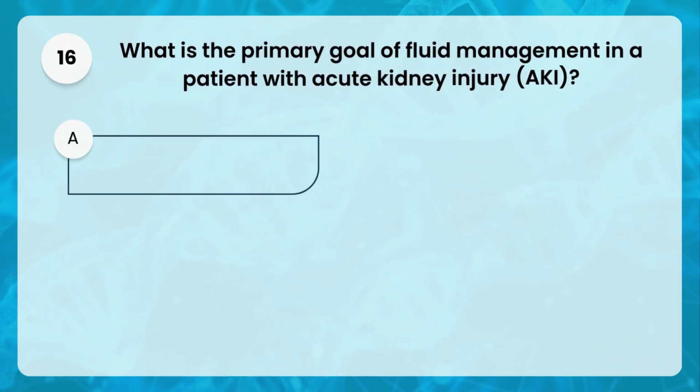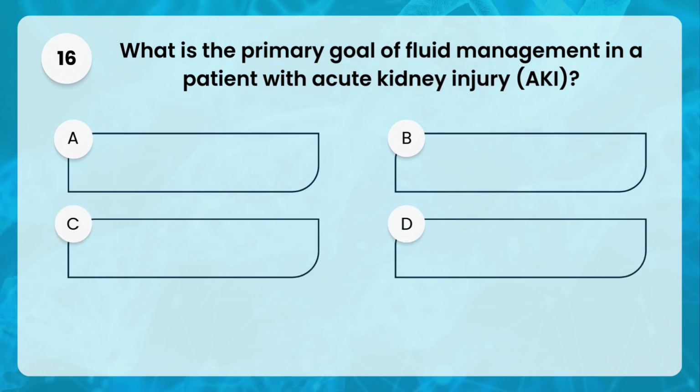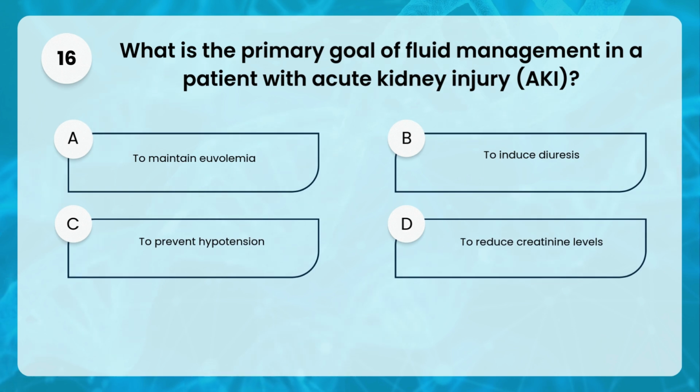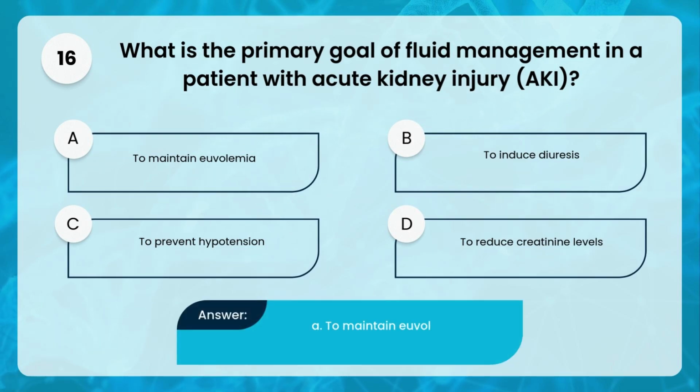Number 16. What is the primary goal of fluid management in a patient with acute kidney injury, AKI? A. To maintain euvolemia. B. To induce diuresis. C. To prevent hypotension. Or D. To reduce creatinine levels. The answer is A. To maintain euvolemia.